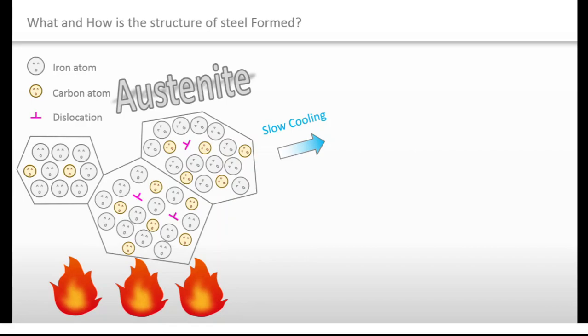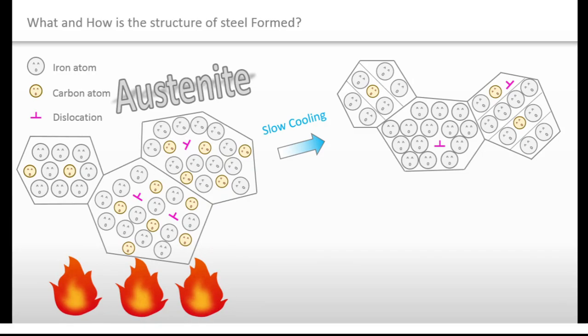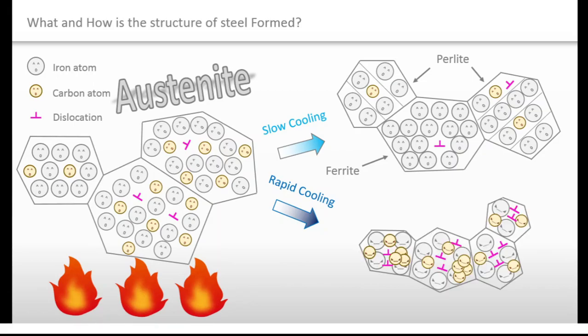If you cool austenite slowly, the austenite will change into this chart. I'm not going to discuss technical terms like this crystal is ferrite and these are pearlite. What I'd like to tell you is that the atoms in these crystals look comfortable. I mean, the structure does not have much stress. Then, what if you cool austenite rapidly? The austenite will change into this chart called martensite.